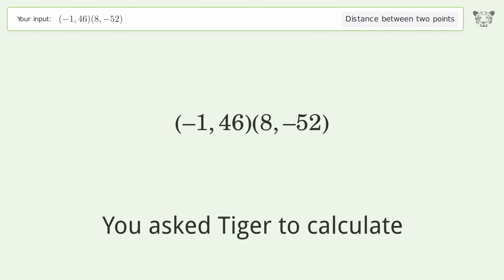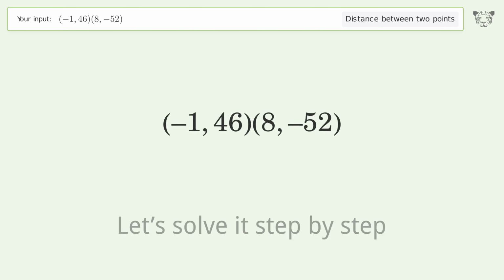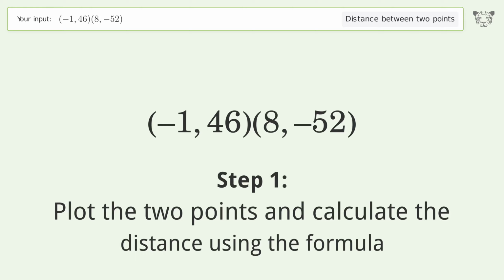You ask Tiger to calculate. This deals with the distance between 2 points. The distance between the 2 points is the square root of 9,685, or 98.412. Let's solve it step by step. Plot the 2 points and calculate the distance using the formula.